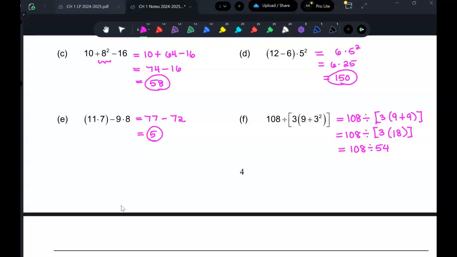That you can put into a calculator. Was that 2? It is 2. Okay, questions on order of operations.